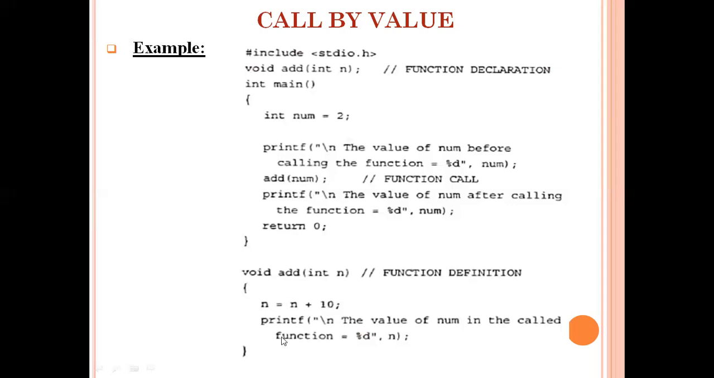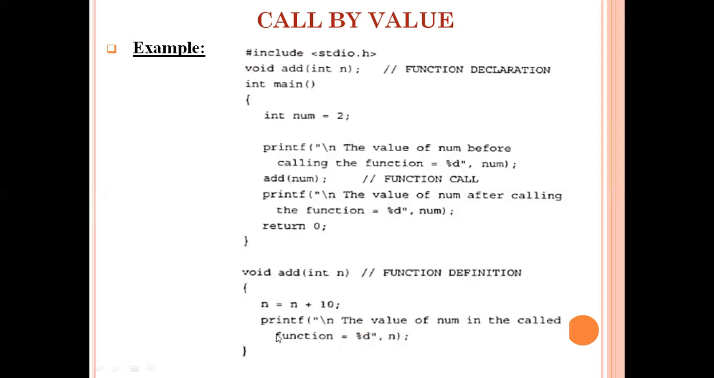So what is done inside this definition? n is equal to n plus 10. n plus 10 in the sense 2 plus 10, which is equal to 12. Now the n value is modified. That is n is equal to 12. And this modification is going to be reflected only in the called function portion. It is not going to be reflected in the calling function because this particular function doesn't return any value, right?